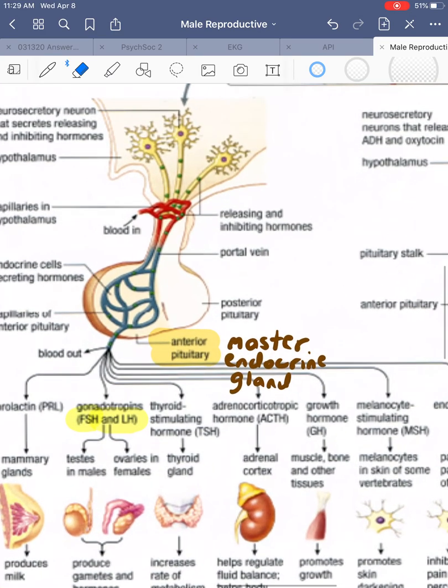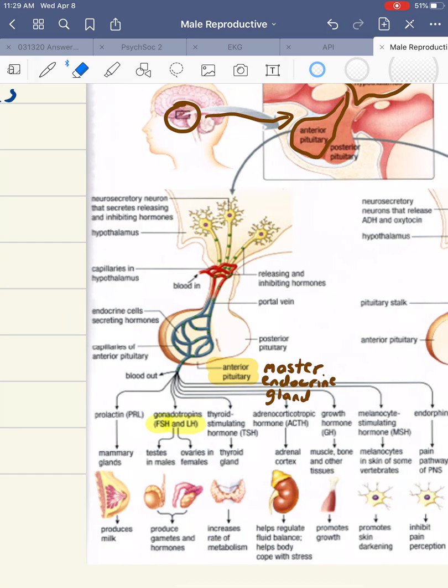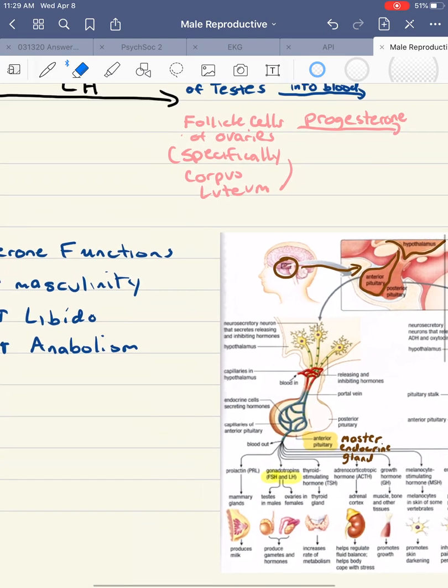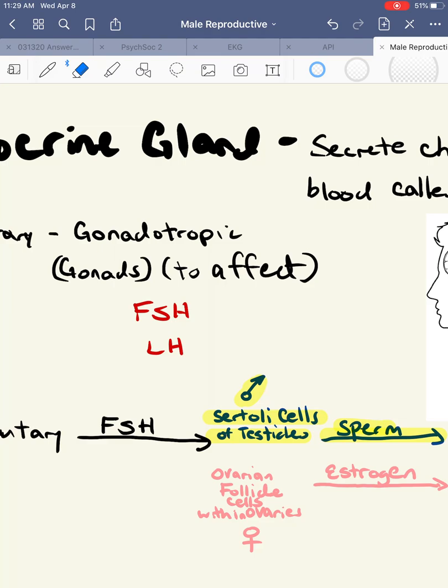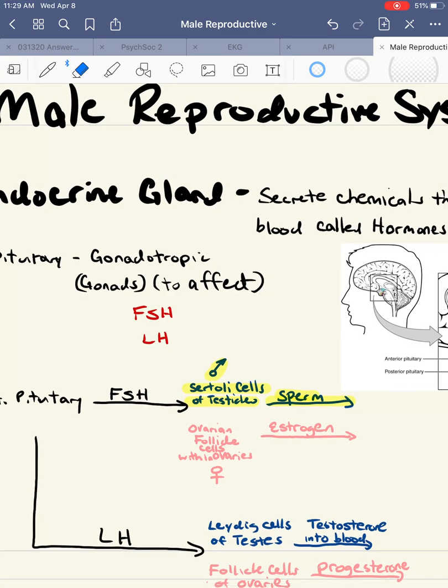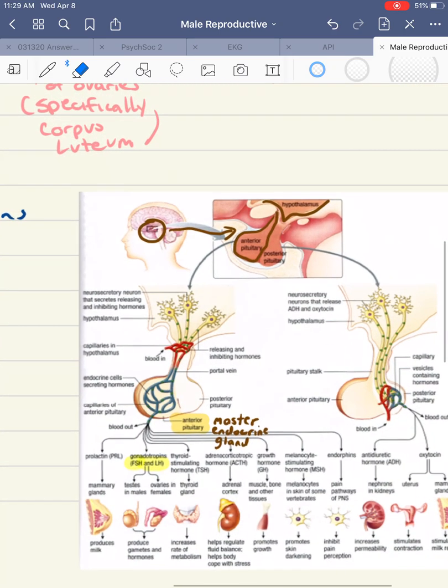And the anterior pituitary will release hormones called FSH and LH, also known as gonadotropins. Well, what are gonadotropins? If you look at the term gonadotropins, gonado means gonads, meaning your testes or your ovaries, depending on whether you're male or female, and tropic means to affect. So which hormones are we talking about released from the anterior pituitary? It is FSH and LH, follicle stimulating hormone and luteinizing hormone.